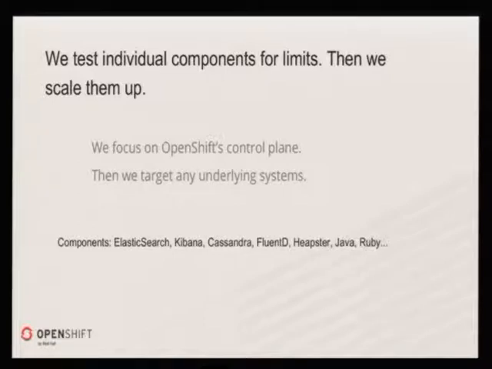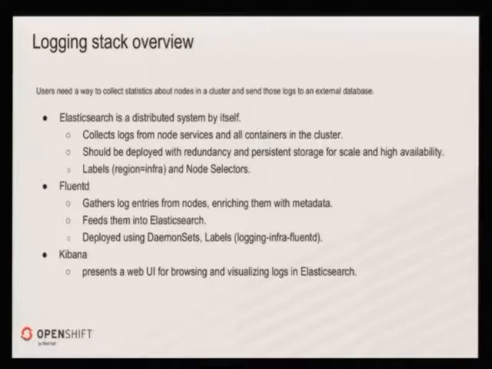Like I was saying, the components for logging are Elasticsearch, Kibana for the web UI, and Fluentd, which is the collector: node collector, pod collector, and log collector, and it sends the data to Elasticsearch for analysis. Then on the metrics side, Elko will explain better how it works, but it's Cassandra, Hawkular. We also have more focused benchmarks on the components like Java and Ruby, because these are processes running in the containers, and we try to understand what's happening inside the containers.